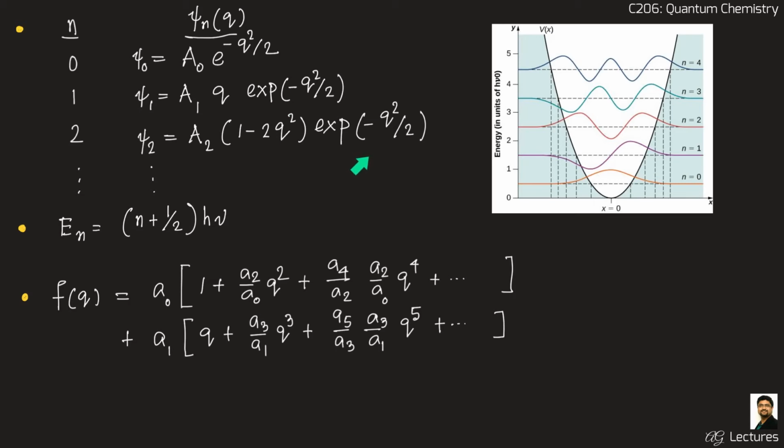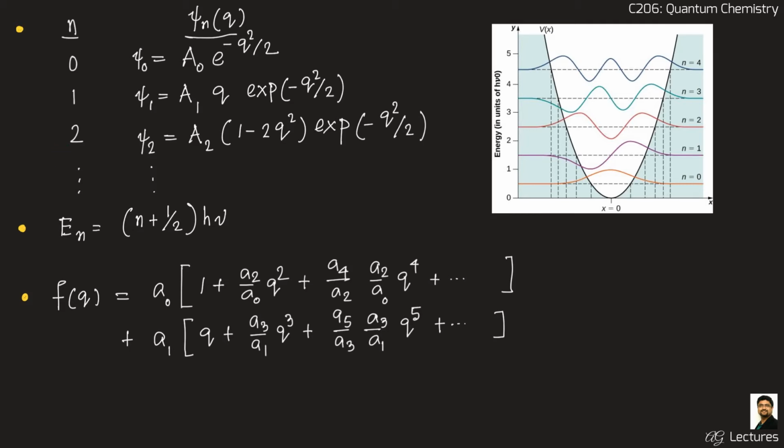What is changing is the form of f. Here, the f is basically 1. There is nothing. And here, the f is just represented by q. And here, f is 1 minus 2q squared. As I have already told, for a particular n, f is just a polynomial of degree n.